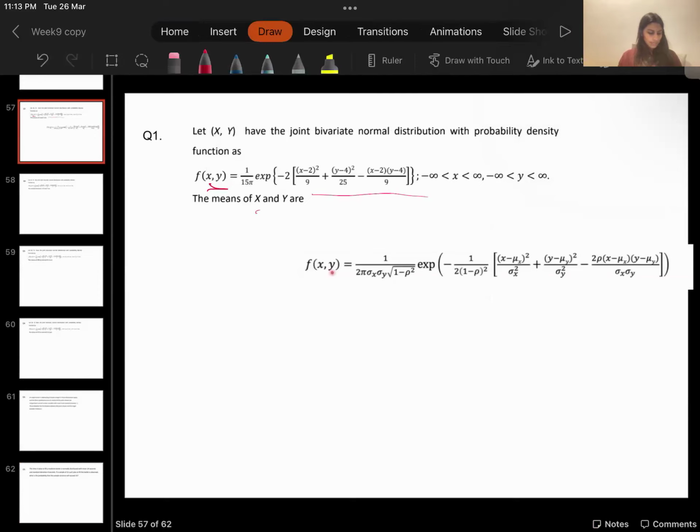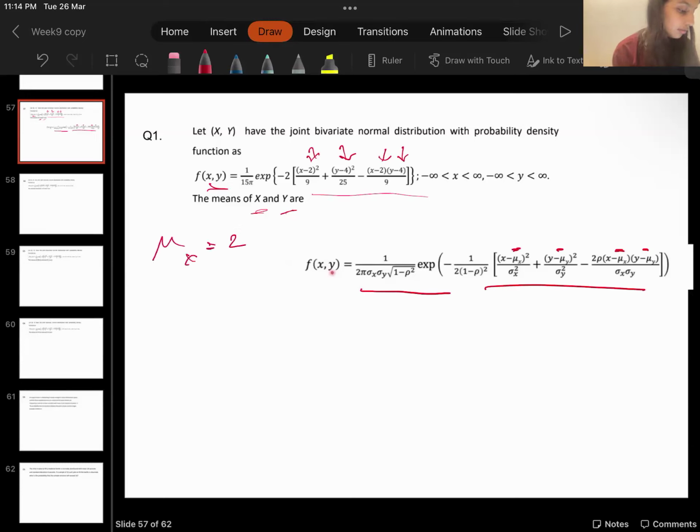So the questions are, what are the means of X and Y? If you remember this formula, you had mu of X and mu of Y only in the numerators. You don't see these terms anywhere else. So if you try to match the formula here, you could see 2, 4, 2 minus 4. So basically your mu of x is 2, mu of y is 4, if you just match the formula. So that answers this question. That's quite straightforward and simple.